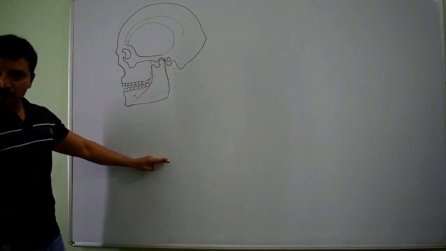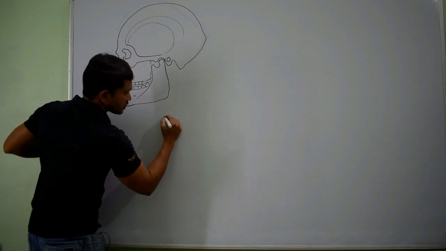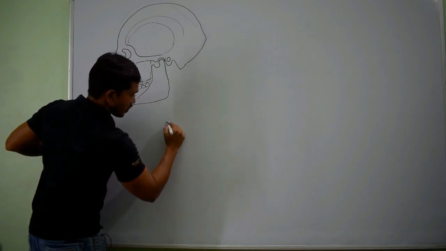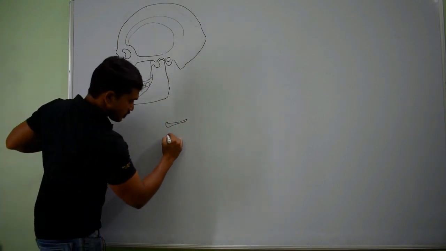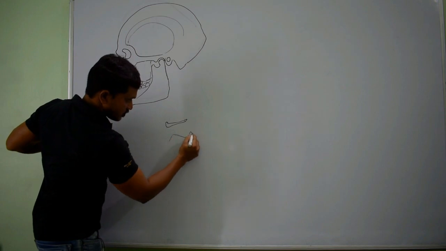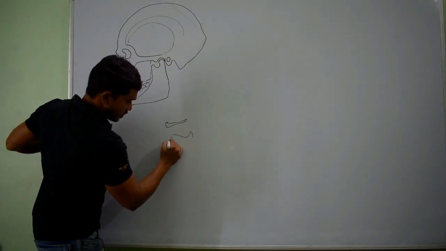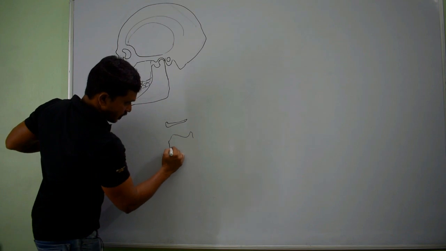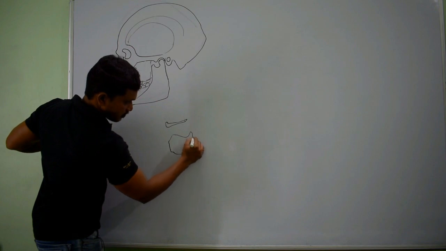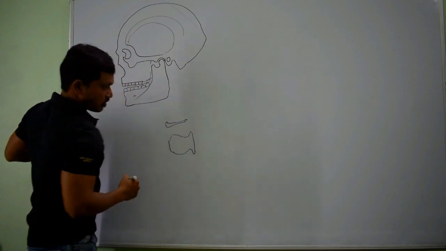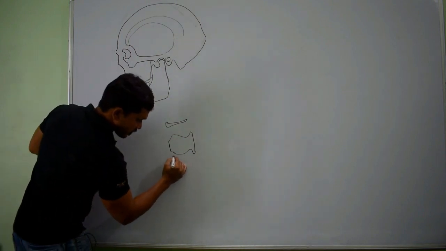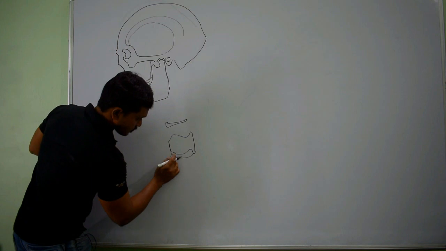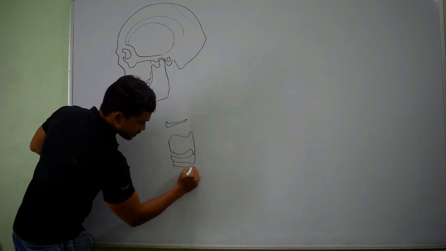If you see just below it, what can you find? Here is the hyoid bone, the lesser cornu and the greater cornu of the hyoid bone. Below that, what can you find? Thyroid cartilage. This is the superior cornu of the thyroid cartilage, here the anterior border of one lamina, and here the inferior cornu of the thyroid cartilage. Below that, what will be present? You can see the cricoid cartilage. Below the cricoid cartilage, tracheal rings.